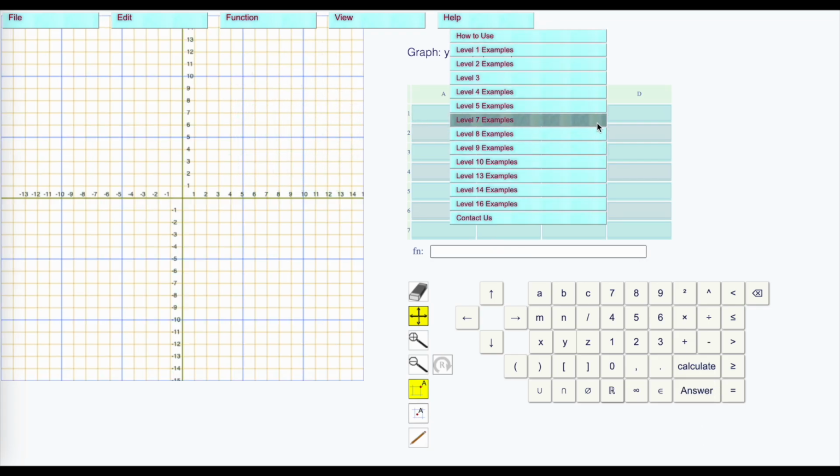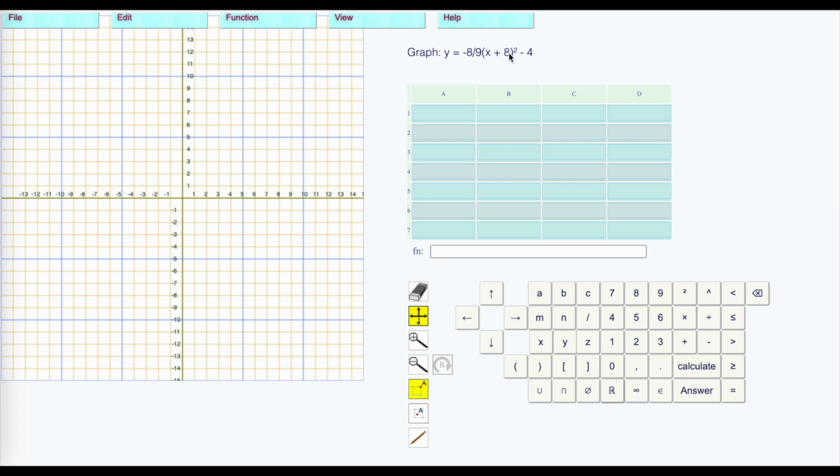It's a matter of finding the vertex and then using trial and error to find another point that we can graph. All right, the vertex here is -8, -4. It's opening downwards, so I'm going to find a point that this goes through. X is -8. The y value should be -4.